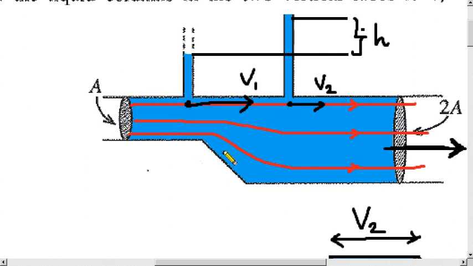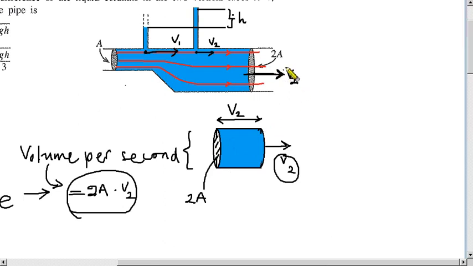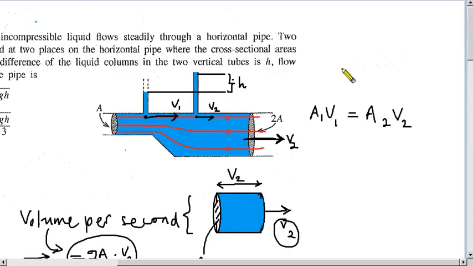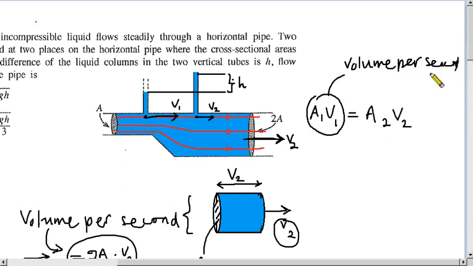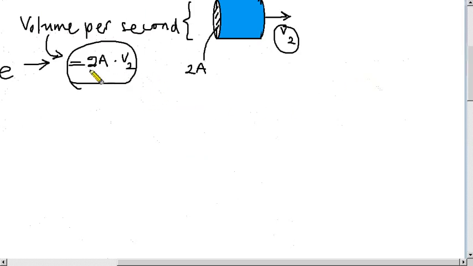So there is an equation: A1 V1 equals A2 V2. Do you know that? You must know this equation, because this is not the Bernoulli equation. This is just the volume per second. This one is the rate, volume per second. That is what we have written here, volume per second: cross-sectional area times velocity or speed.